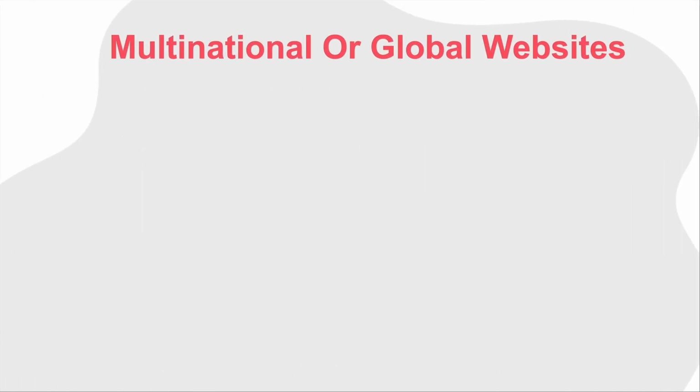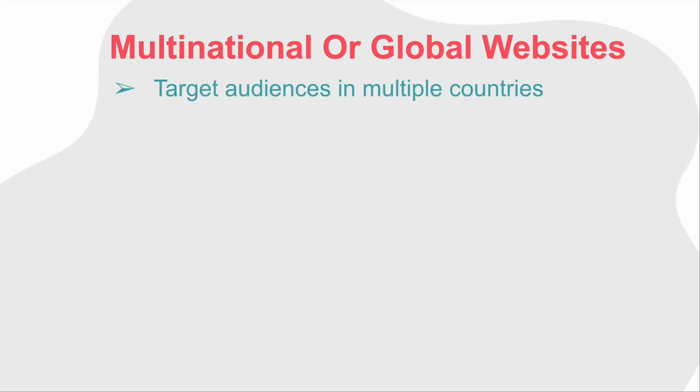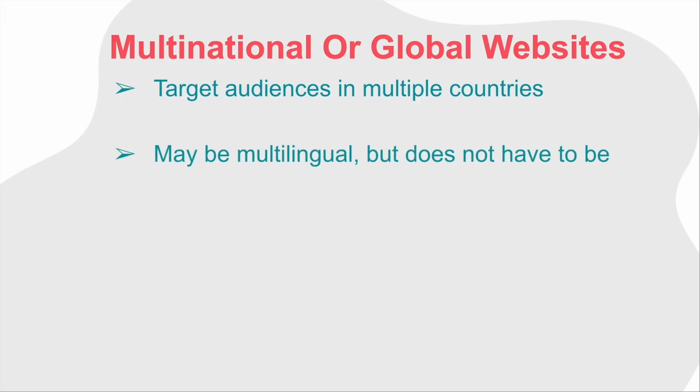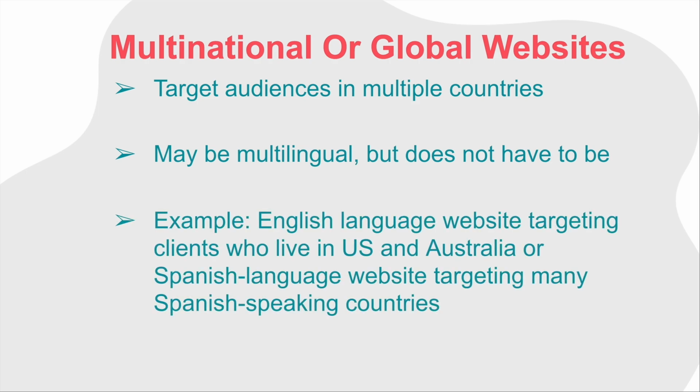First, let's explore the idea of multinational, or to phrase it differently, just global websites if you want to service the entire world or a large part of the world. You're essentially targeting audiences in multiple countries or regions, usually multiple countries, and your website could be multilingual, but it does not have to be. It could be just one language. For example, you can have an English language website targeting clients who may live in the United States, Australia, England, Canada, or even many, many other countries where people speak English. So just one language, but many countries.